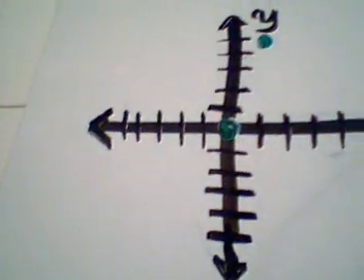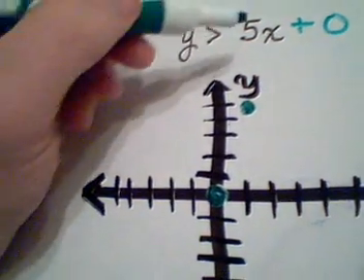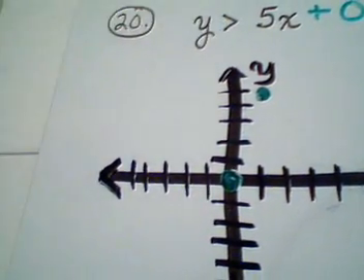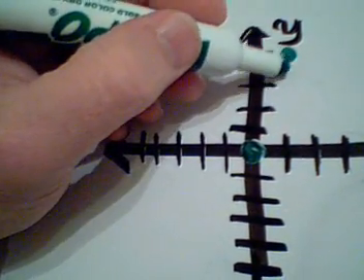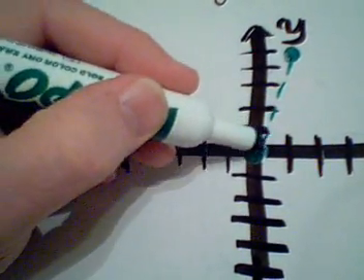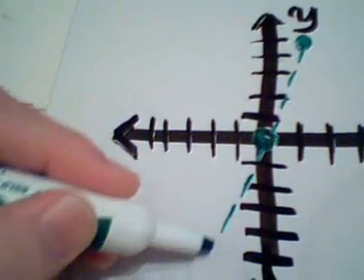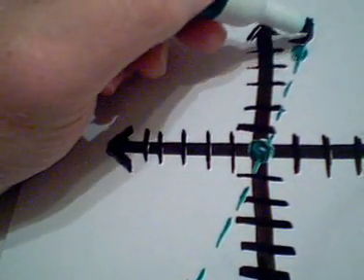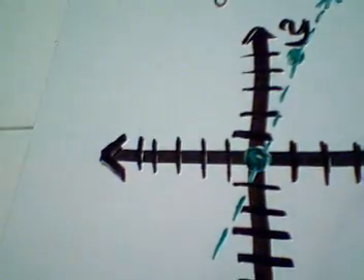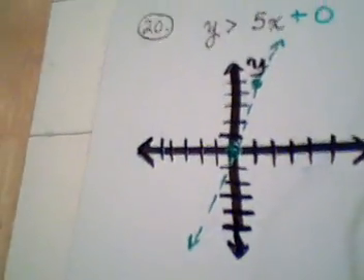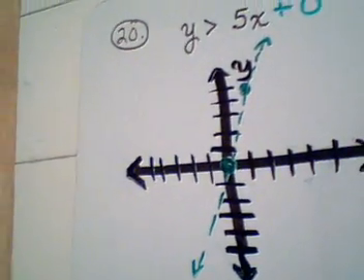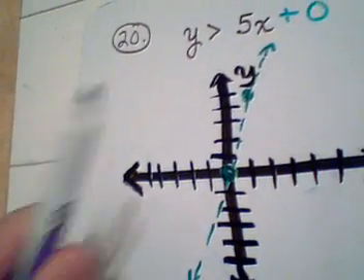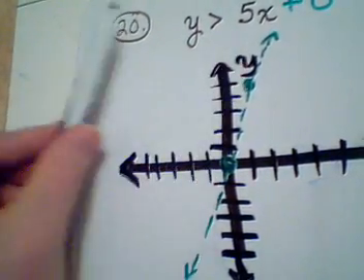I'm going to play a connect the dots game, and notice that because this says strictly greater than, I'm going to use a dotted boundary line rather than a solid. And what that means is I now have two regions that I have as possible candidates for holding the answers. I have the region above the line and I have the region below the line.